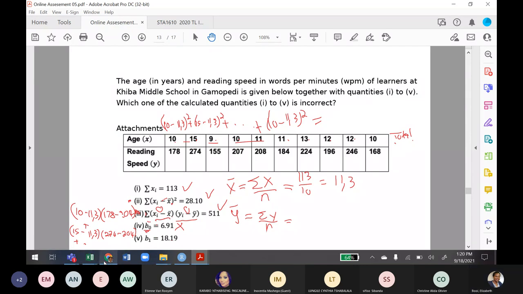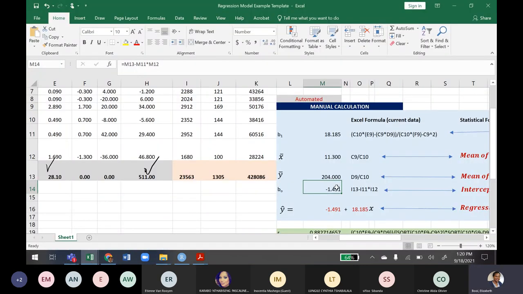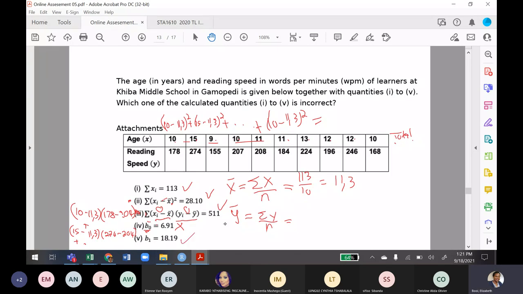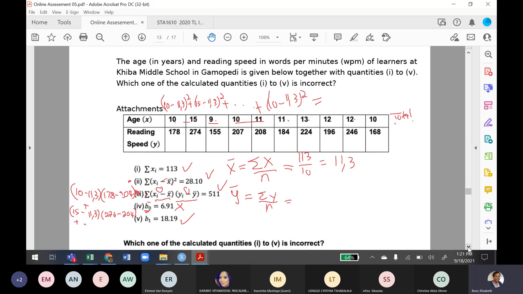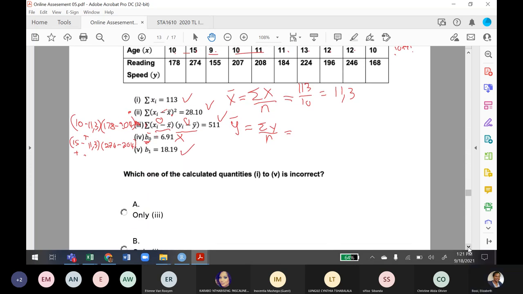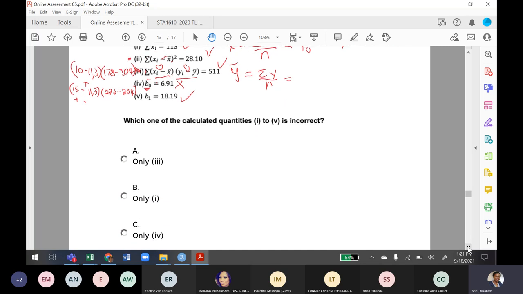And B1 is 18.19, so B1, 18.18, which is 19, because it's 85. That will be 18.19. 18.19, which is correct. So 1, 2, 3, and 5. So only number 4, 4 is incorrect. So let's go to number 4. And let's go and answer the question. Only 4 is incorrect.